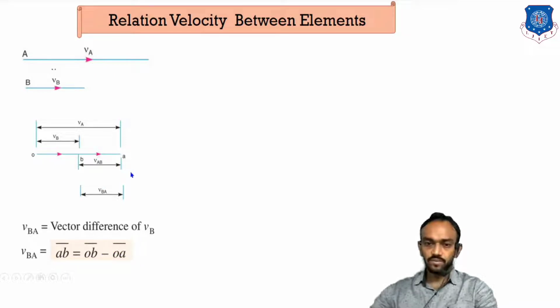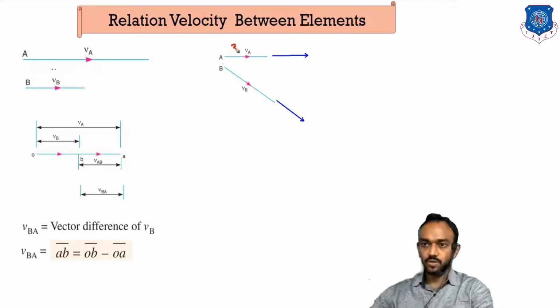The difference of the lengths of these two vectors will give the velocity of B with respect to A. But in this example, both elements are moving in the same direction. So let's take one example in which two elements are moving at some angle. You can see here A is moving in this direction and B is moving in this direction. They have different velocities. We can say velocity of A is 30 and velocity of B is 50. So what will be the relative velocity? How can we get the relative velocity for this particular condition?